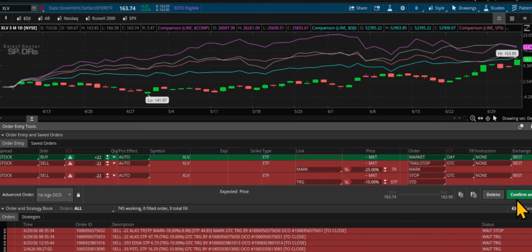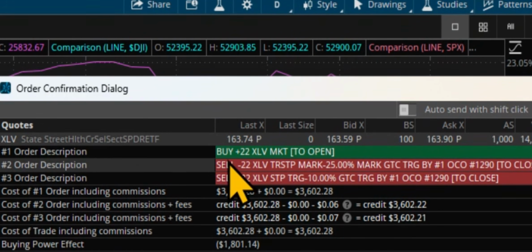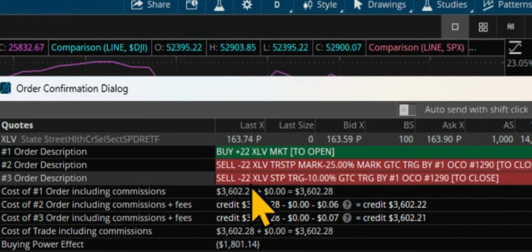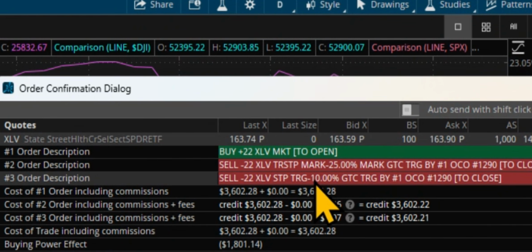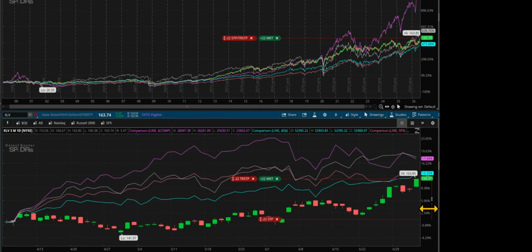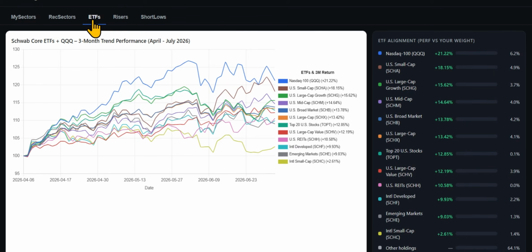So I'm going to go ahead and confirm and send and place this order. So again, buy 22 shares at market, sell 22 shares with a 25% trail stop, sell 22 shares at a 10% stop. Looks good to me. I'm going to go ahead and click send. And here's my order.